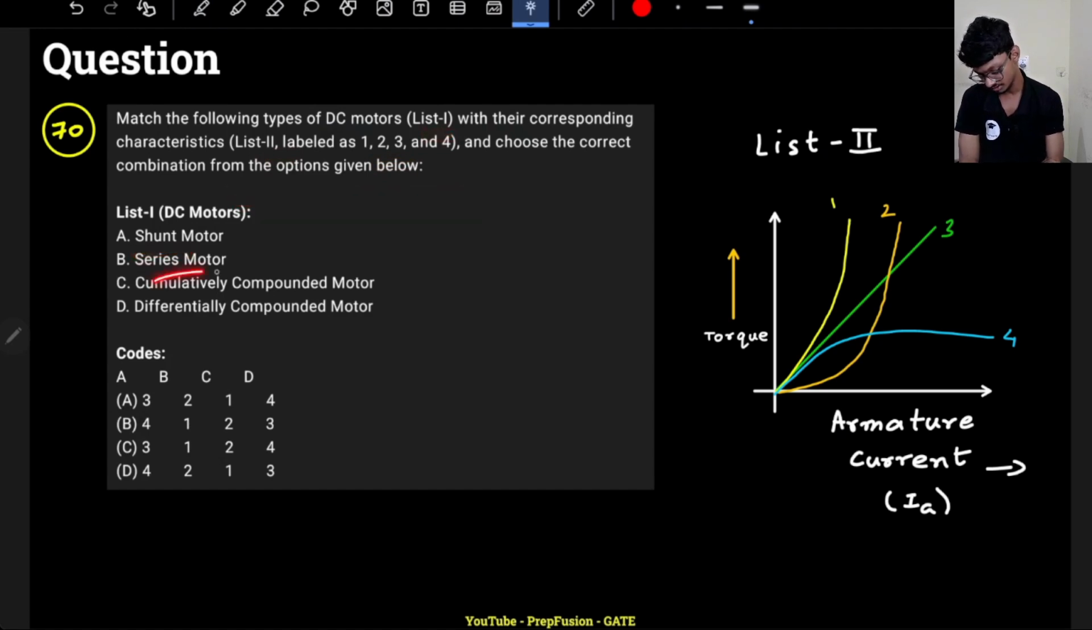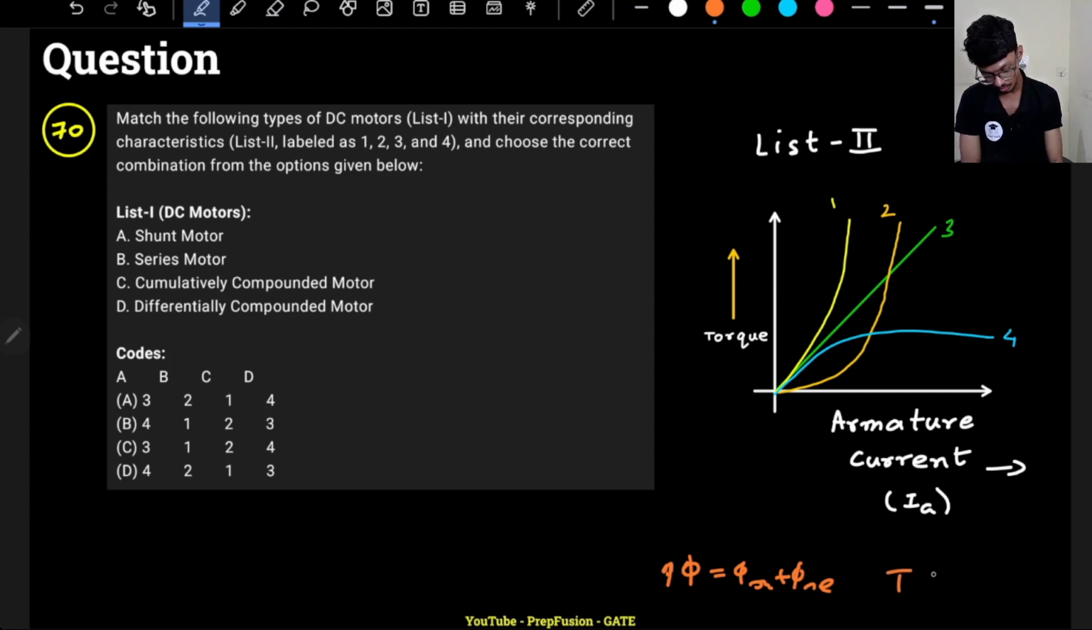So list 1 is shunt motor, series motor, cumulatively compound motor, differentially compound motor. So shunt motor, if I remember, this is what? Torque versus armature current. For a series it is like a parabolic, okay, and for a cumulatively compound as well, it will be like a parabolic only. So I observe that 1, 2 can be, so for a cumulatively compound the flux will be higher, right? Flux will be phi sh plus phi se. So it will be higher.